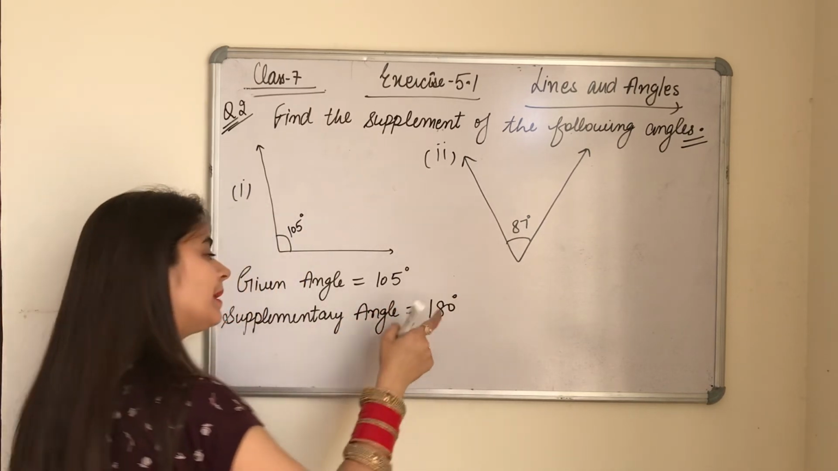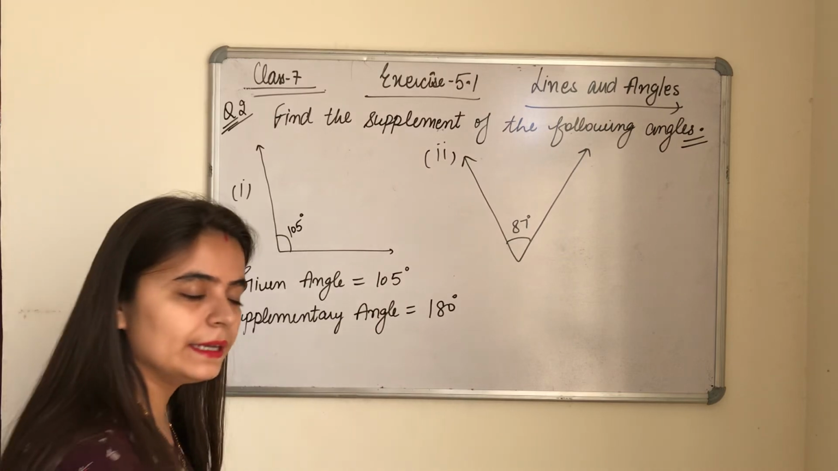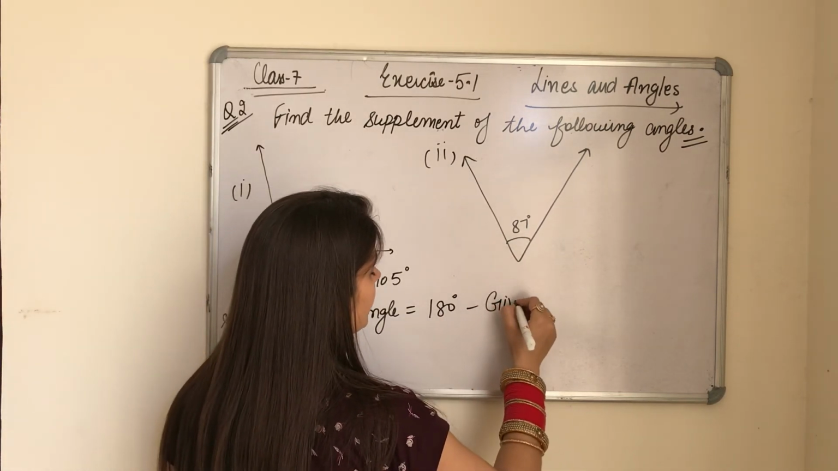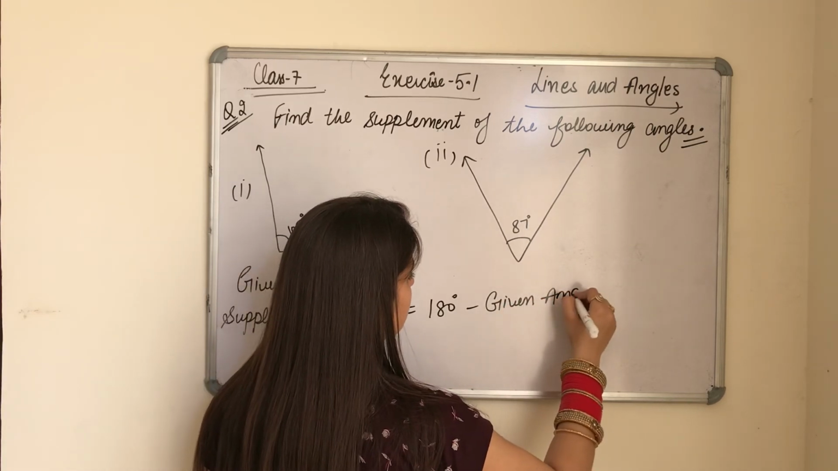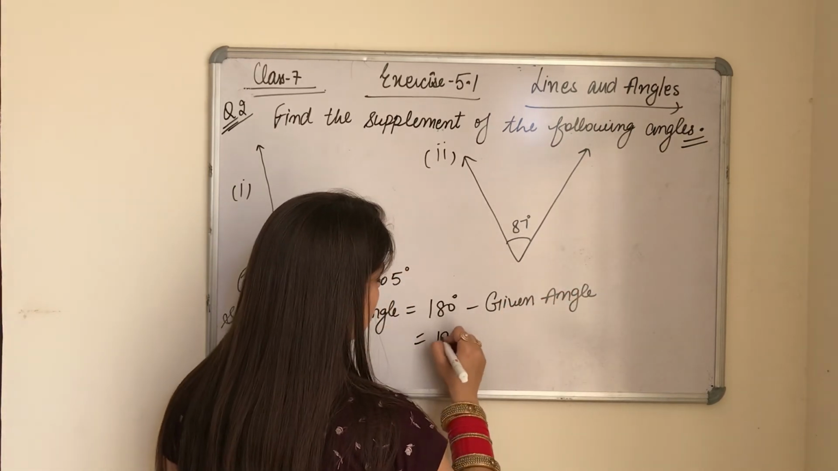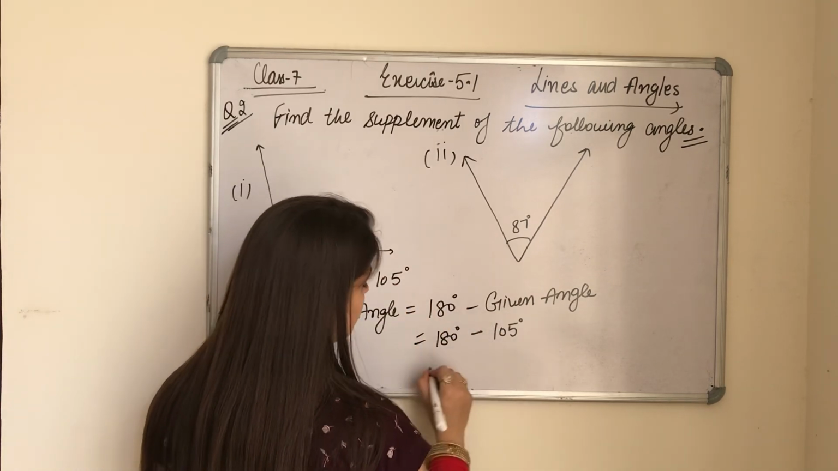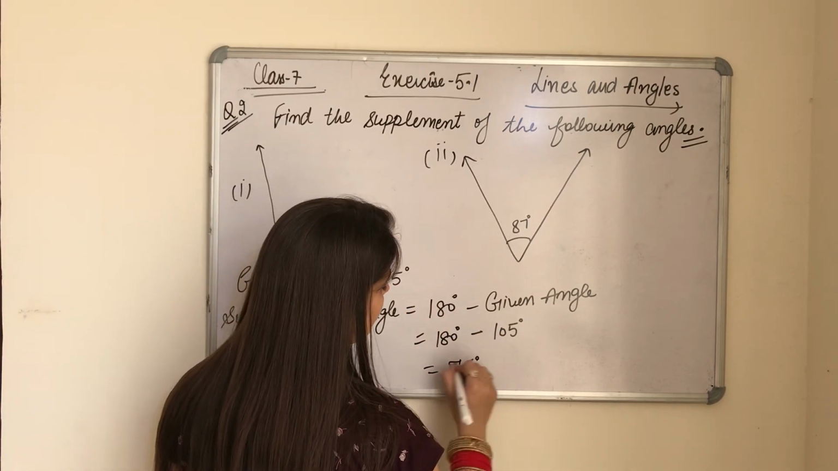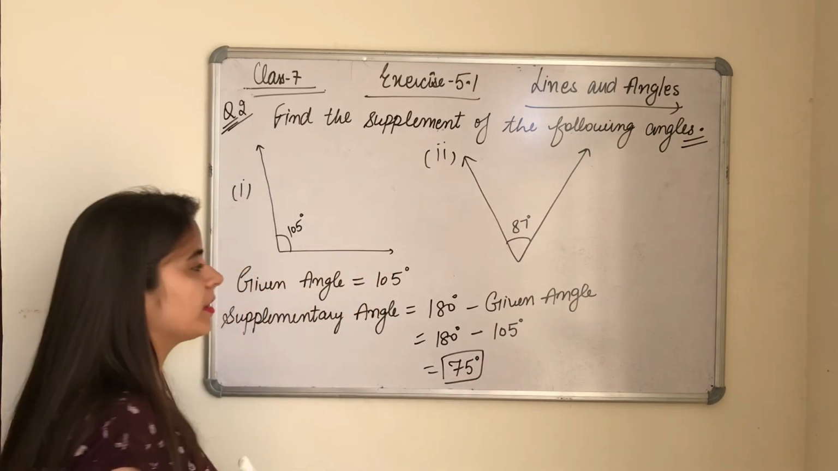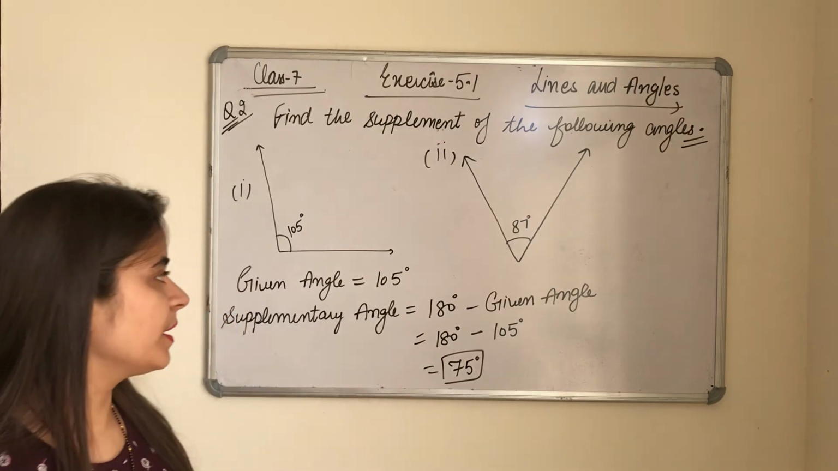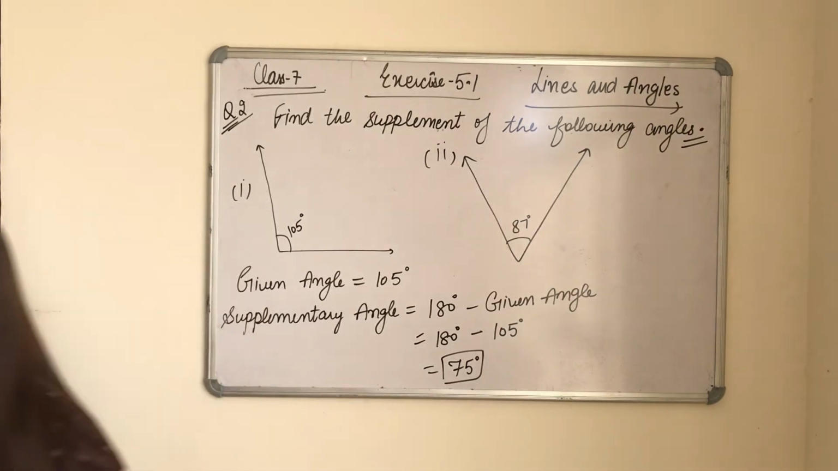180. In case of complement, we write 90. And in case of supplement, we write 180. 180 minus given angle, 180 degrees minus given angle 105. So answer will be 75 degrees. 75 degrees is the supplement of 105 and 105 is the supplement of 75 degrees.